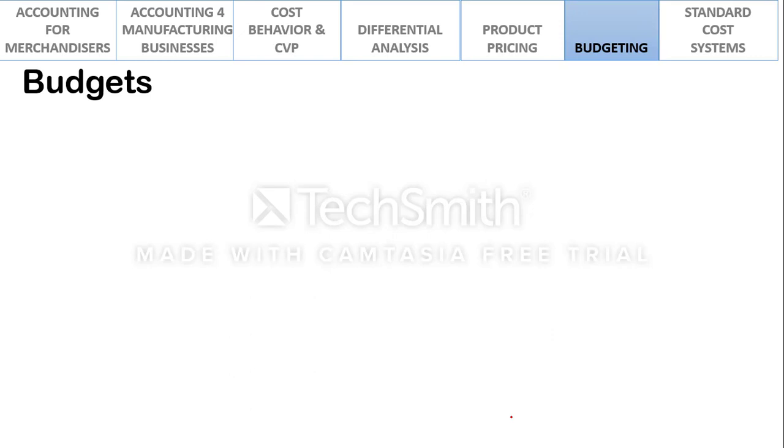Budgets. A budget is merely a way to manage our finances. It's a way that we direct the monies that we expect to come in a certain direction. Within organizations, it's a way that we plan, direct, and control operations.